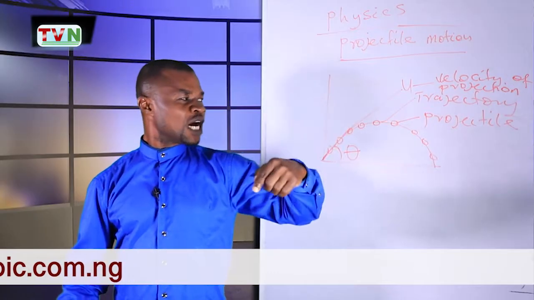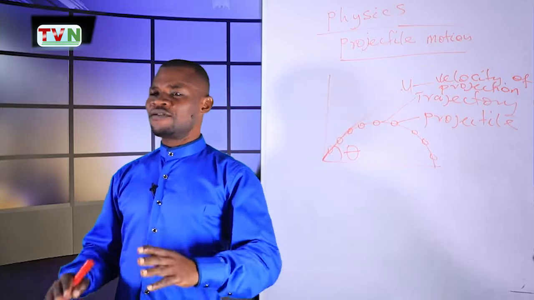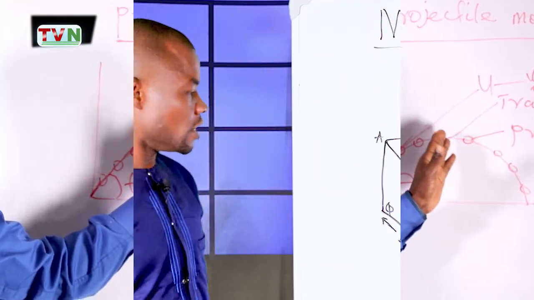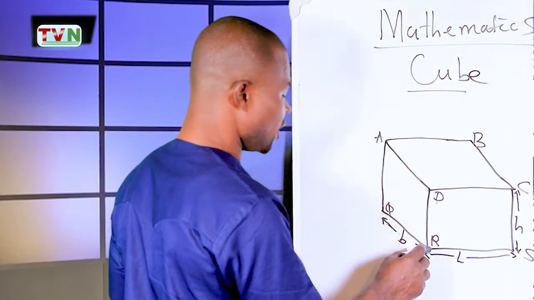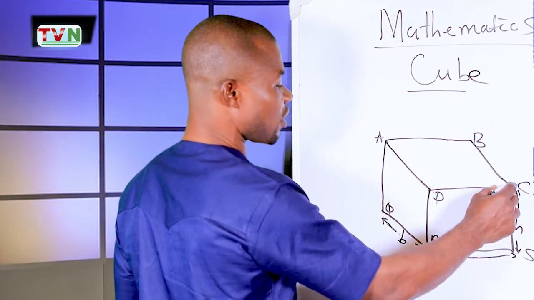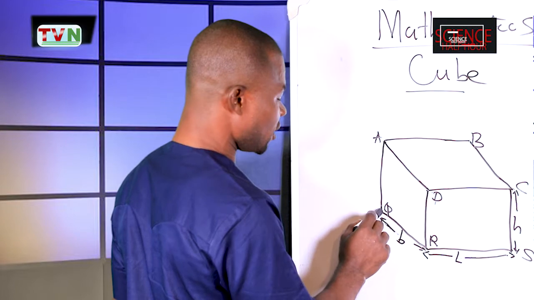It will start falling down. When the object starts falling down, then it means that the force of gravity has completely overcome the force of projector. The distance from here to here is the length, and distance from here to here is the height. The distance between here to here is the breadth.